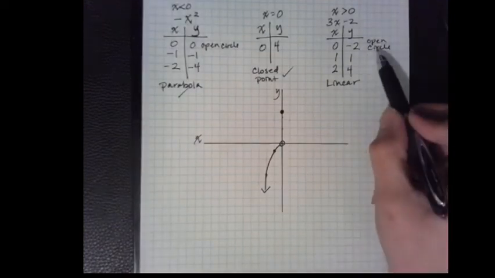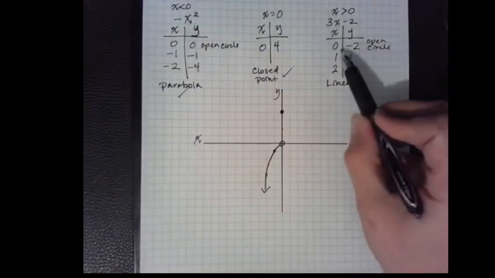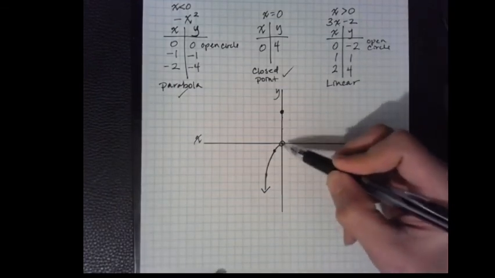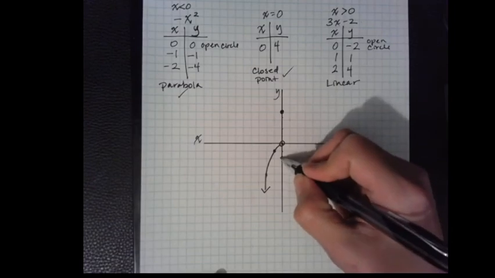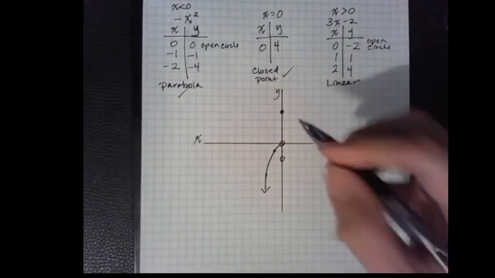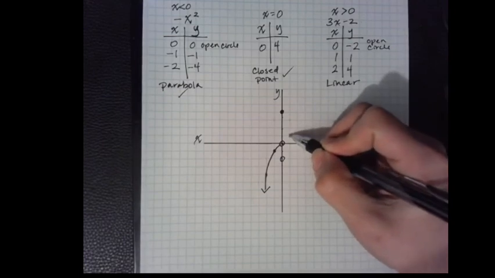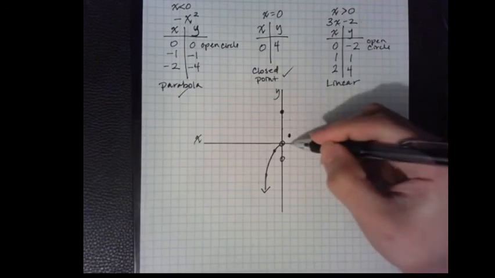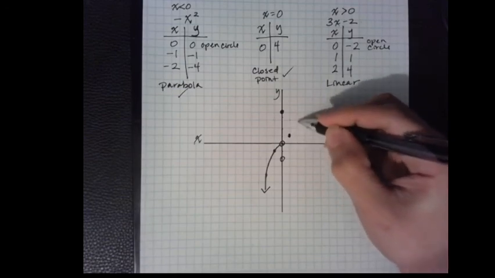And now let's graph the linear portion. Okay, so again, I have another open circle at 0, negative 2. So here at 0, I can go down 1, 2, open circle. Then I have the point 1, 1, so right 1, up 1. Then I have the point 2, 4. 1, 2, 1, 2, 3, 4.